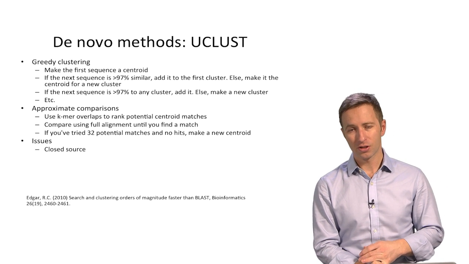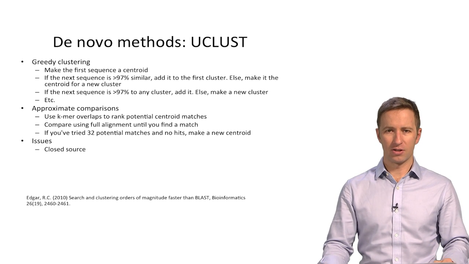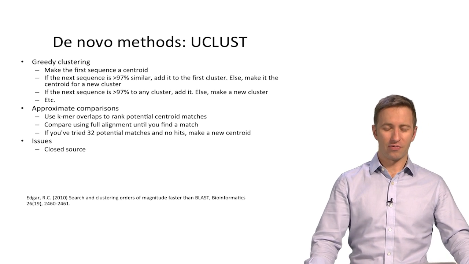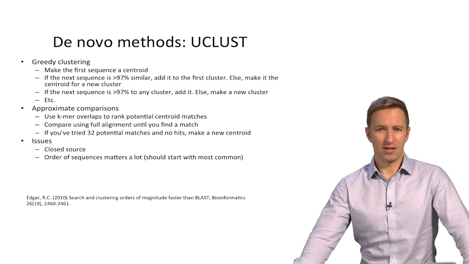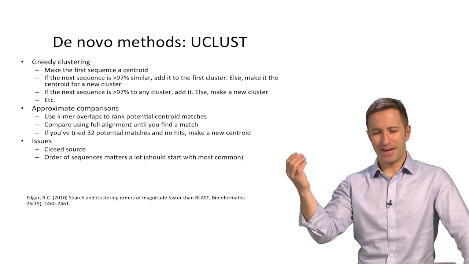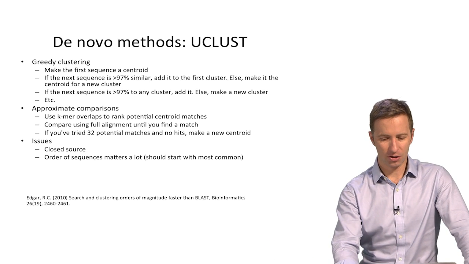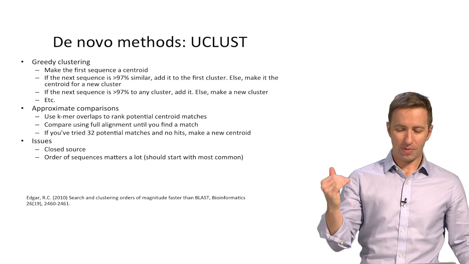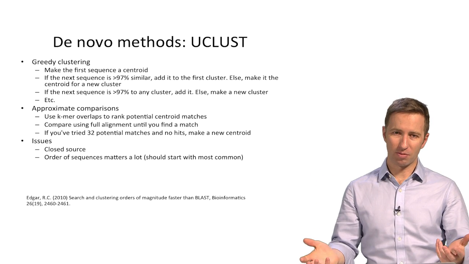So, problems with this. Well, number one, it's closed source. The algorithms are described sufficiently well to understand what they're doing in general, but we don't know what the exact implementation is. You also have to pay for it if you want to use it on big data sets. The order of sequences matters a lot here. The very first sequence becomes the first OTU centroid, and if that happens to be a bad choice as a centroid, it can kind of throw off a lot of your clustering. One way around this is to just sort the sequences by how common they are. So if you have the exact same sequence showing up thousands of times, it's probably a decent centroid.